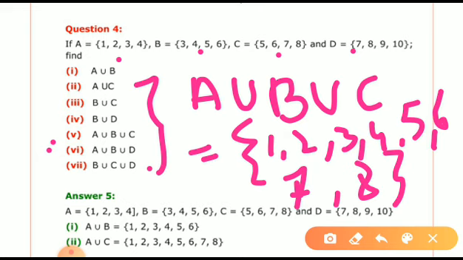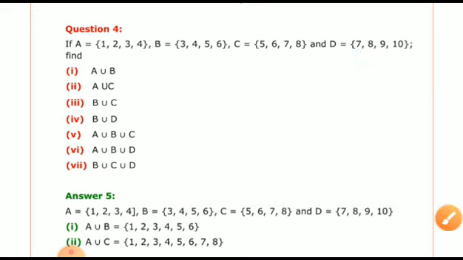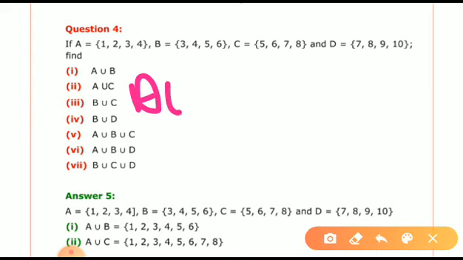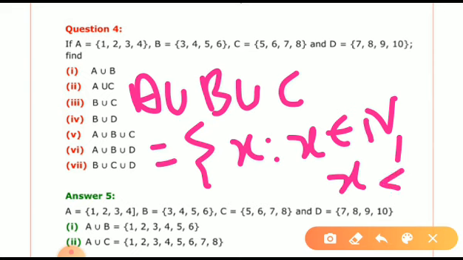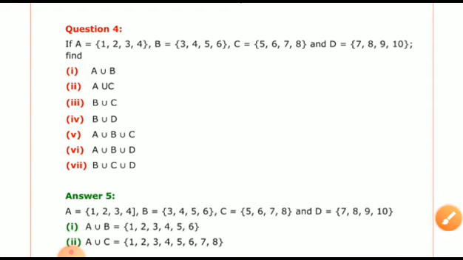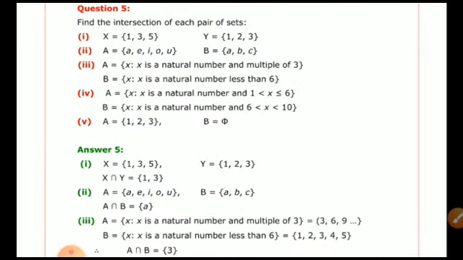Or in the roster set builder form I can write A union B union C contains X such that X is a natural number and X is less than or equal to 8. Because the same I'll get 1 to 8 elements. Sixth and seventh on the same basis.